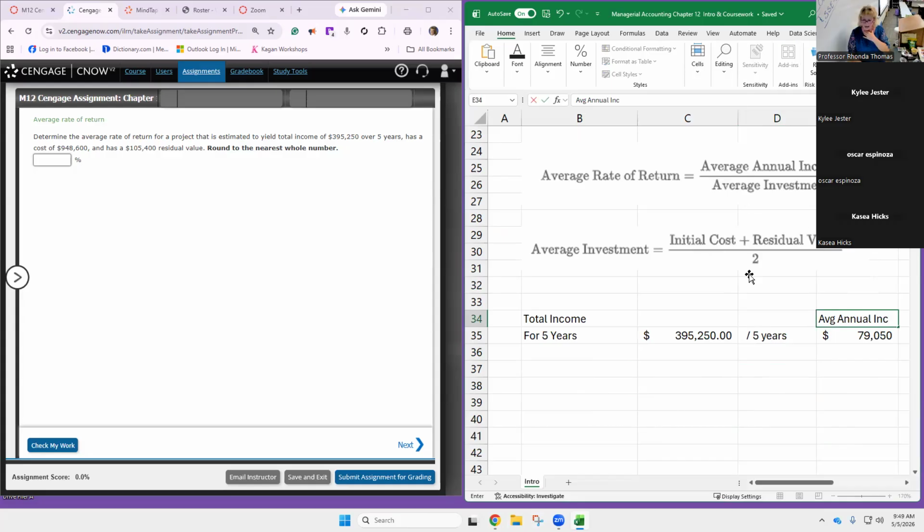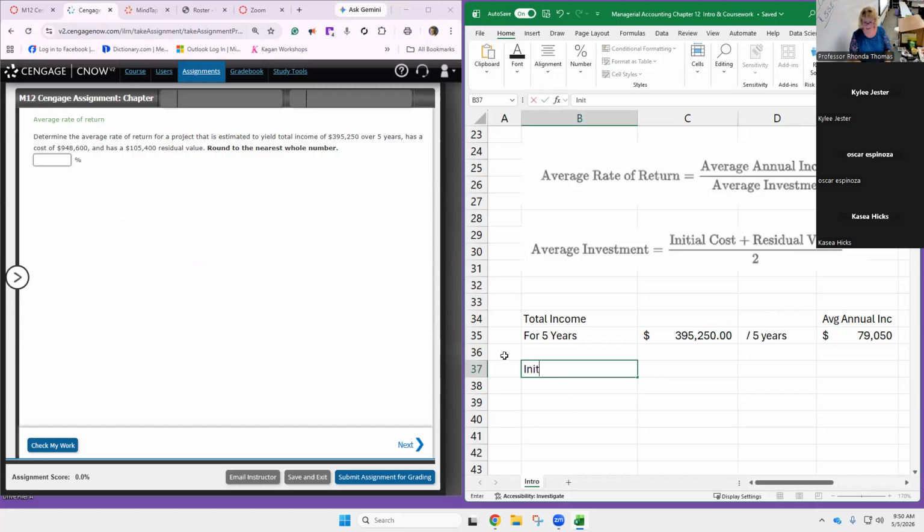Now let's try to find the average investment. And they did give us the pieces that we need. We need the initial cost and the residual value. Residual value is what you will get back if you sold it at the end of whatever capital venture you're doing. This is also known as salvage value. So we're going to take the cost plus the residual value and divide by 2.